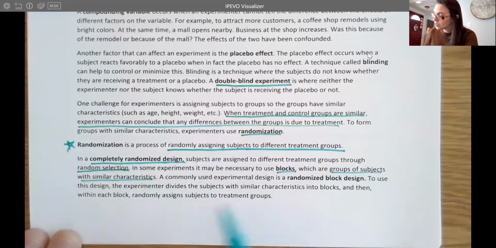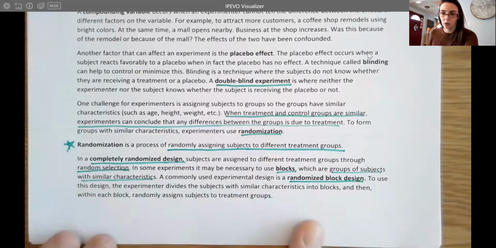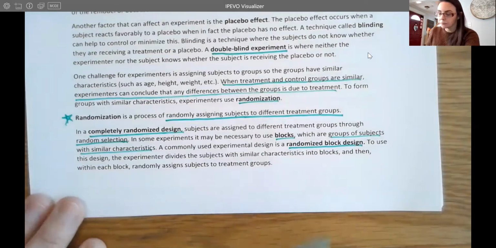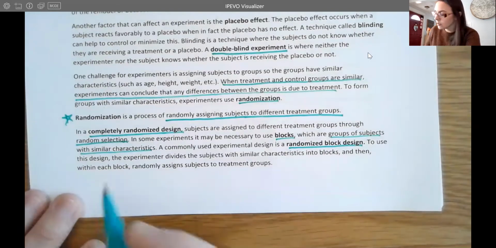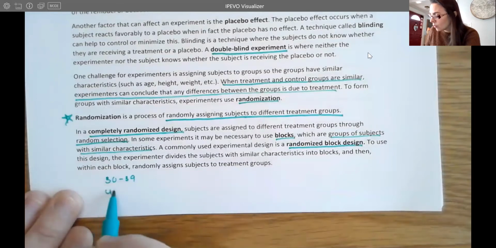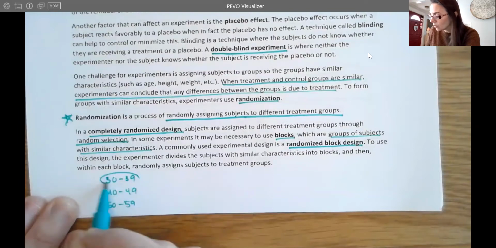And then a commonly used experimental design is a randomized block design. So what happens is the experimenter divides the subjects with similar characteristics into blocks and then randomly assigns them to treatment and control groups. So for instance, let's say I was testing a new drug or something in adults, like let's say middle-aged to older adults. So maybe I have 3 blocks. So I have ages 30 to 39, 40 to 49, and then 50 to 59, right?